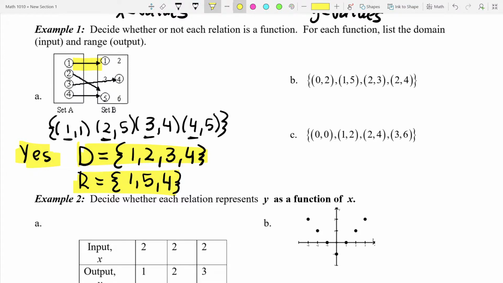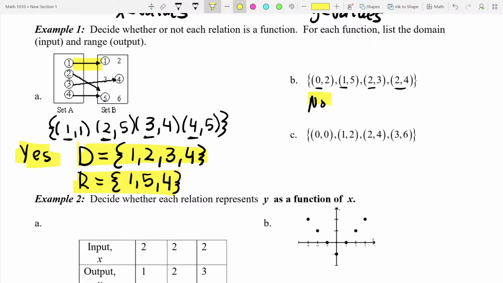Okay, look at the domain. I wrote 1, 2, 3, 4. What if you wrote 4, 2, 1, 3? Would that be okay? Yep. So it doesn't matter. Okay, everybody look at question B: (0, 1), (2, 2)... Every single person in the room, yes or no? No. Okay, so the answer is no.